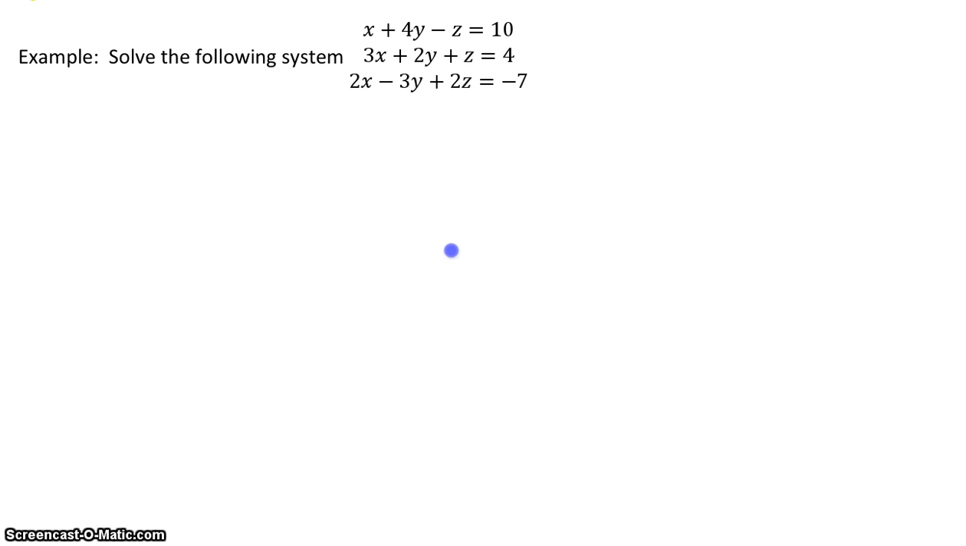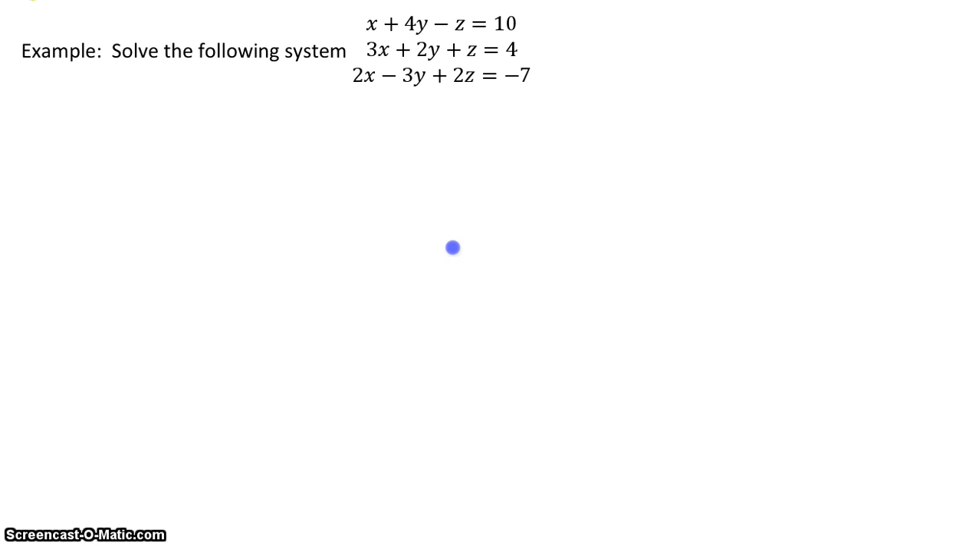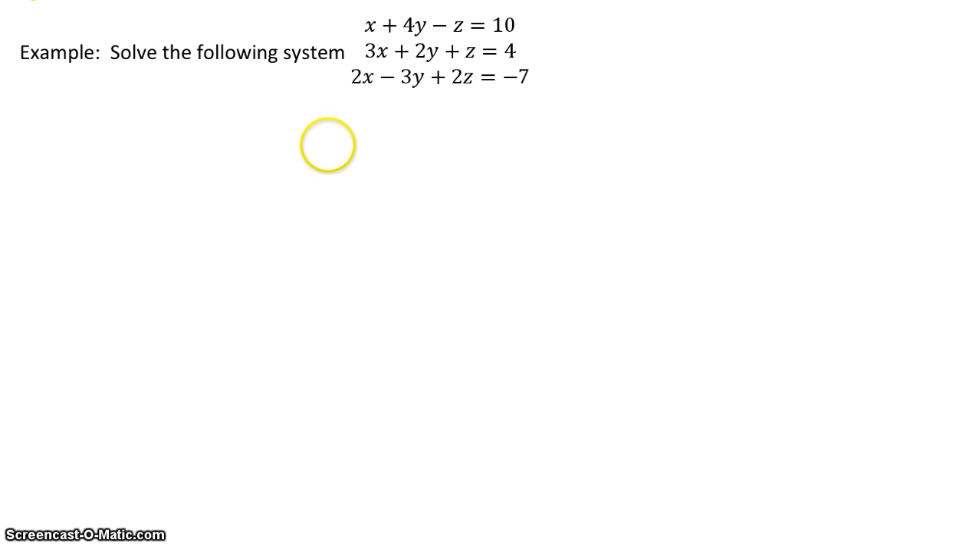So again, it doesn't matter which variable you pick. And I didn't solve that one yet. I'm going to get back to how you solve it in just a minute. But I'm going to pick a different variable this time. I'm going to pick x. So I'm going to eliminate x.